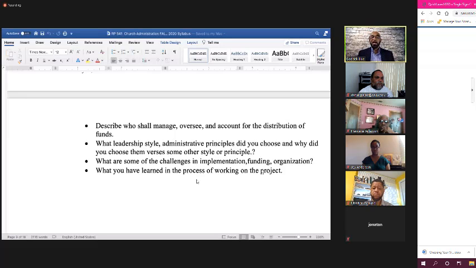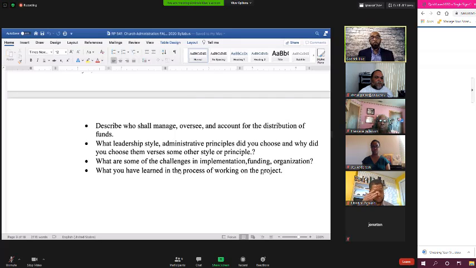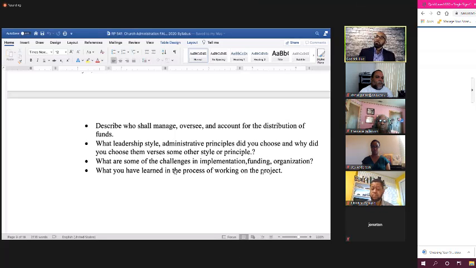What leadership style, administrative principles did you choose for this project? And why did you choose them versus some other style or principle? And what are the challenges in implementation, or in funding your organization? What are some of those challenges you're going to face? So don't just give me the pie in the sky. Oh, 2 years from now, we are going to be educating 555,000 young people. Okay, well, all right, that may be nice, but aren't you going to experience some challenges along the way? What are those challenges?